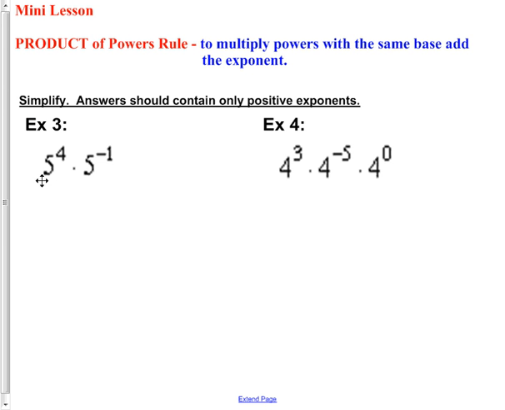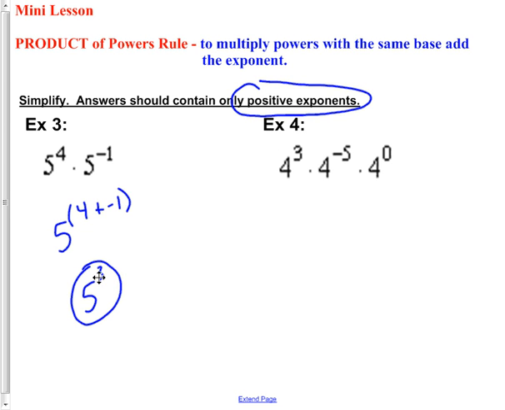Moving on here, 5 is the common base, so 5 to the 4 plus negative 1. And so if I have 4 and I owe 1, I'm going to have 3, so 5 to the 3rd power. Again, the directions say that I want positive exponents, so as long as I have positive exponents, I am done. So here, common base is 4. Notice I'm not actually multiplying the 4's together. I'm just working with their exponents. If the bases were all 1s, then we could go ahead and multiply the numbers. But here, we're just going to manipulate and work with the exponents.